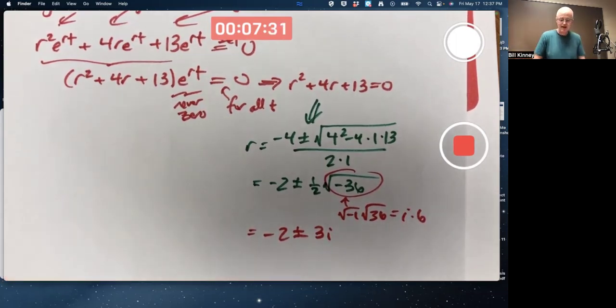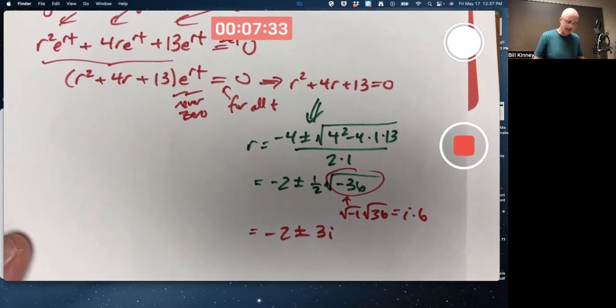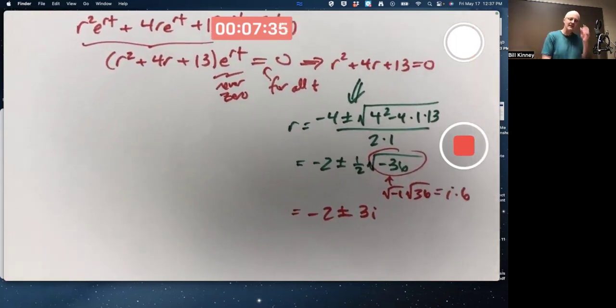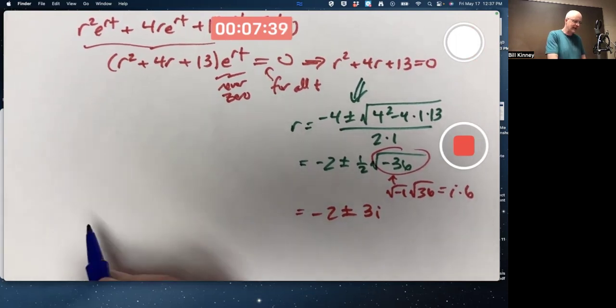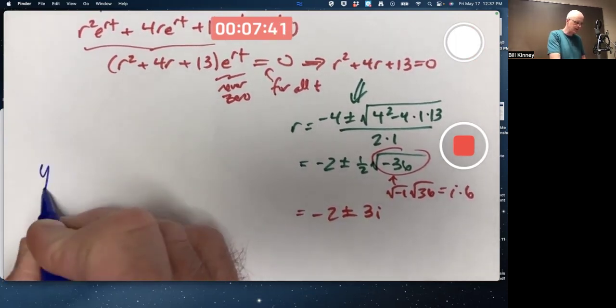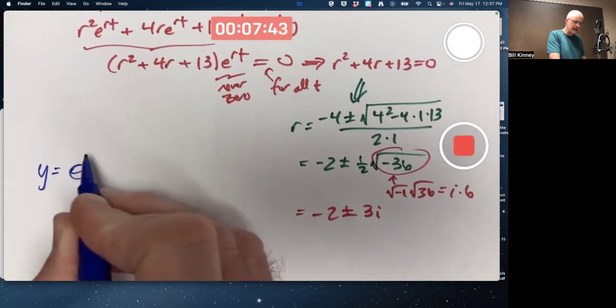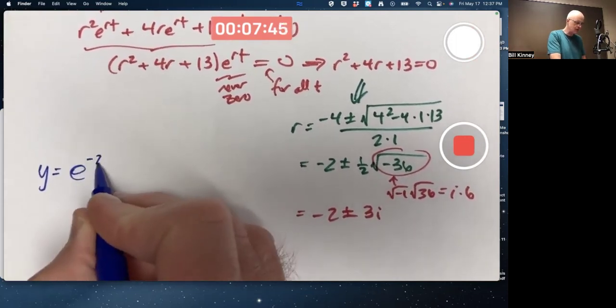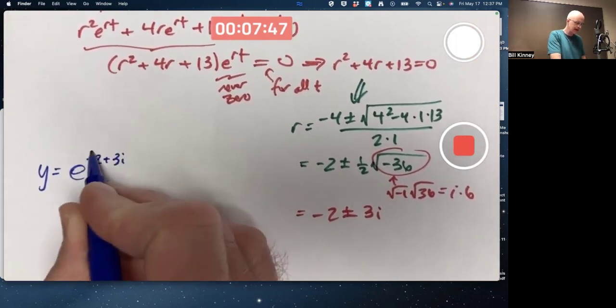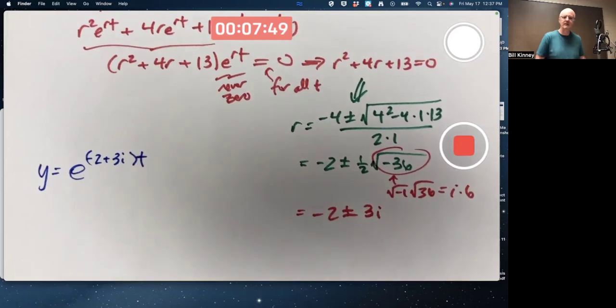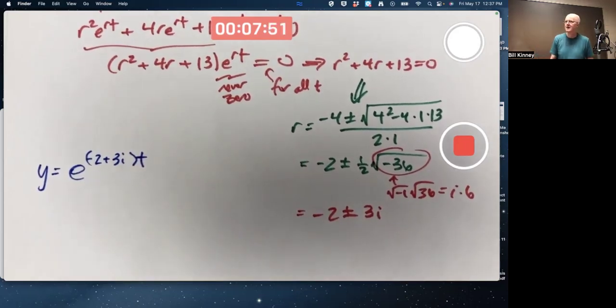How do I use this? How is this possibly useful for getting a real answer? The key is Euler's identity. What we do is say, okay, I guess y equals, for example, e to the (-2 plus 3i) times t must be a solution of the differential equation. But it's a complex number solution. How does that have any real meaning?